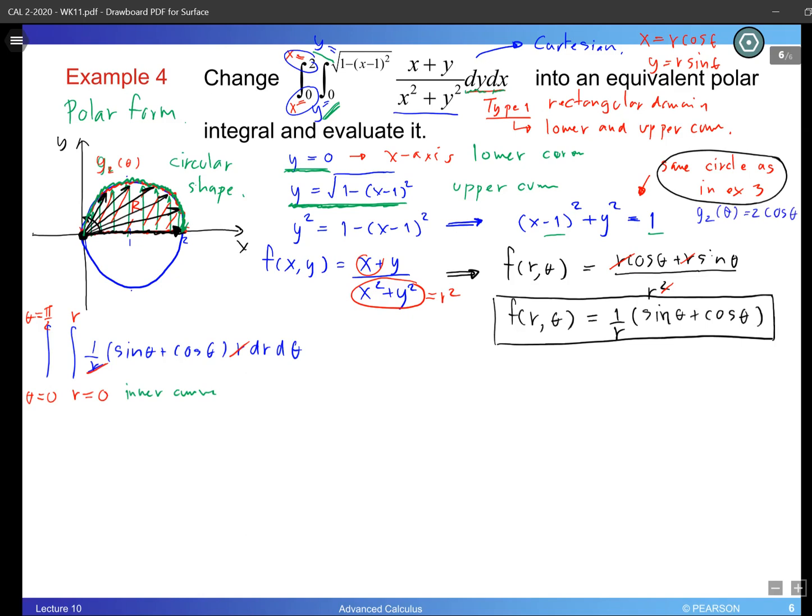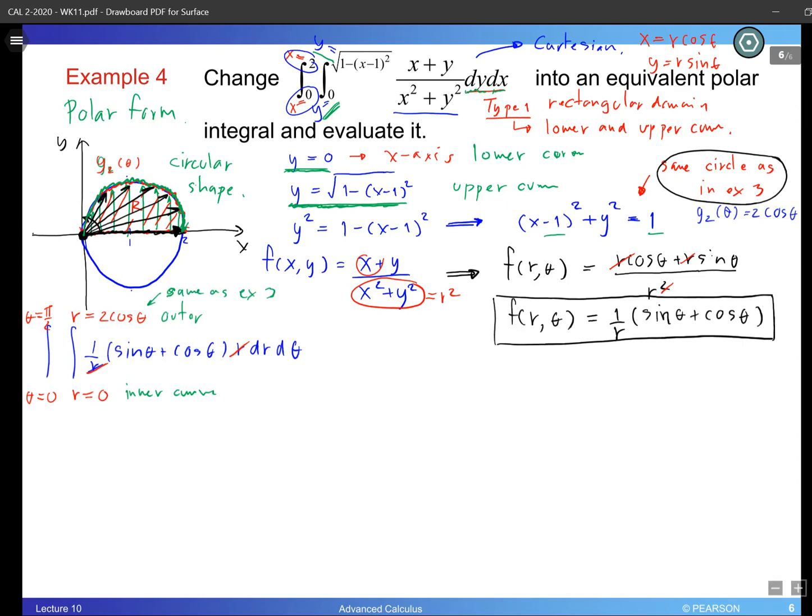So let's use this. This one is going to be r equal to 2 cosine theta. Once again, this is outer, and you can make a note that this is the same as example 3. Okay, now let's proceed to work on this integral.